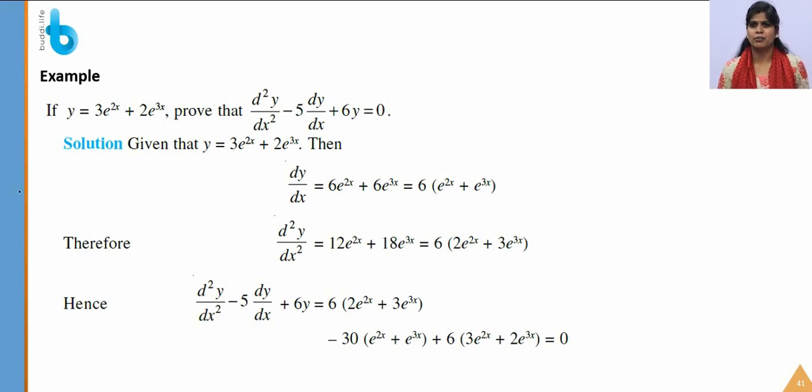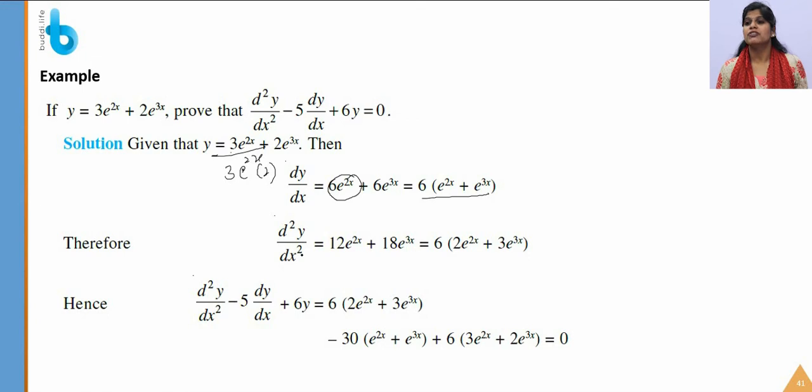We will see an example now. If the function y equals 3 into e power 2x plus 2 e power 3x, prove that d square y by dx square minus 5 dy by dx plus 6y equals 0. Okay. Differentiating y with respect to x, we get dy by dx equal to 6 e power 2x plus 6 e power 3x. Why is it 6 e power 2x? 3 into e power 2x is e power 2x, and the differentiation of 2x is 2, so 6 e power 2x. Similarly, 2 into e power 3x gives 6 e power 3x, and on simplifying you will get this.